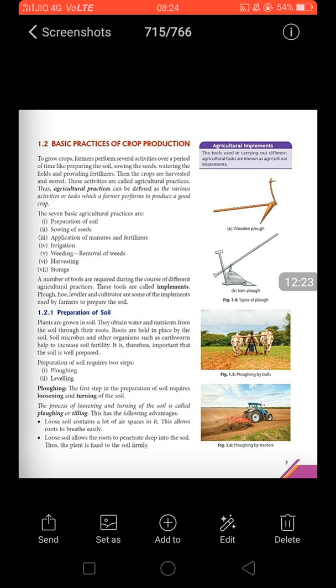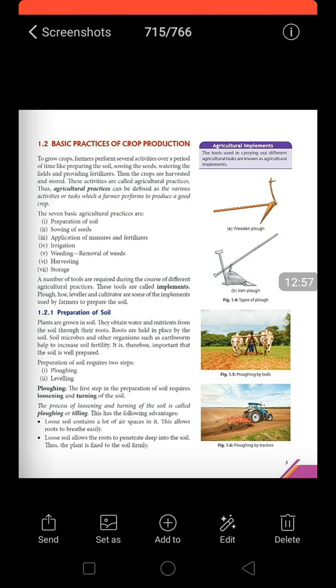So first one is preparation of soil. What do the farmers do for the preparation of soil? Plants are grown in soil. They obtain their water and nutrients from the soil through their roots. As you have studied in your 7th class also, there are two tissues in plants, xylem and phloem. So what does xylem do for the plant? It sucks the water and nutrients from the earth for the plant. So as you all know, soil is very important for the plants, because plants are getting water and all the nutrients and minerals from the soil. So the step of preparation of soil is very important.